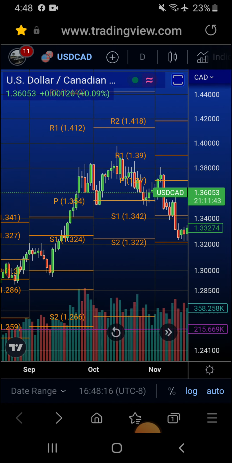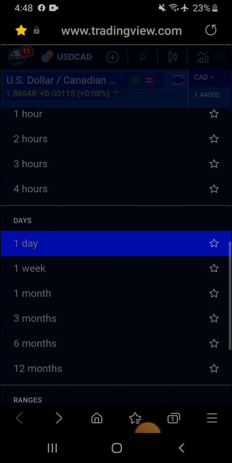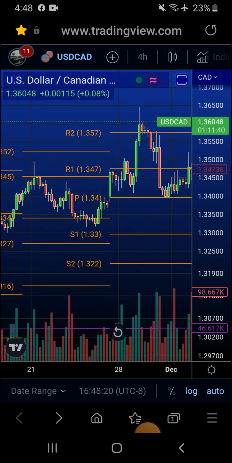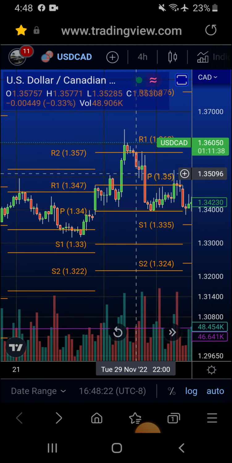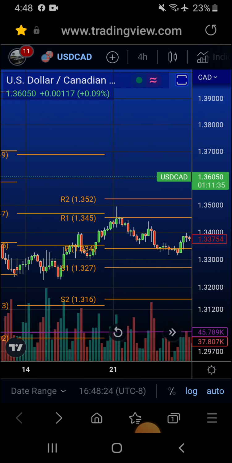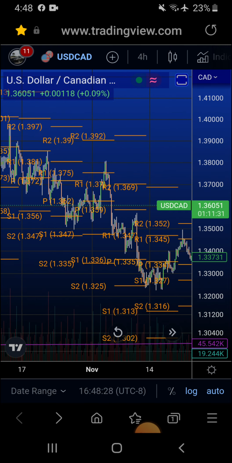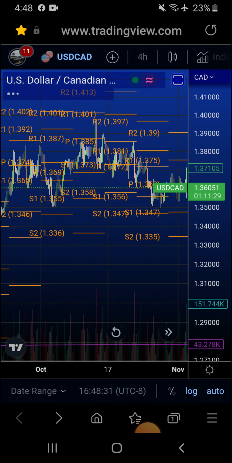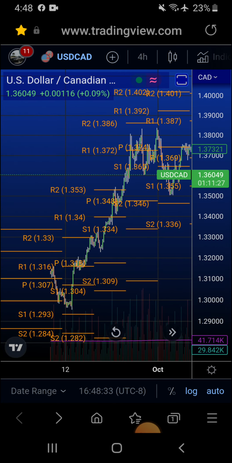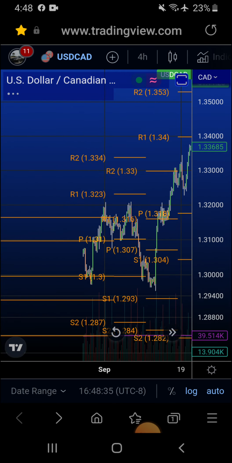So think about it. Let me tell you something. When we get up really high, above R2, what do you expect is going to happen? We can get a sell-off, right? Because look at the probability of these pivots. How many times do we go above R2? How many times do we go above R3? And how many times after that do we fall back?